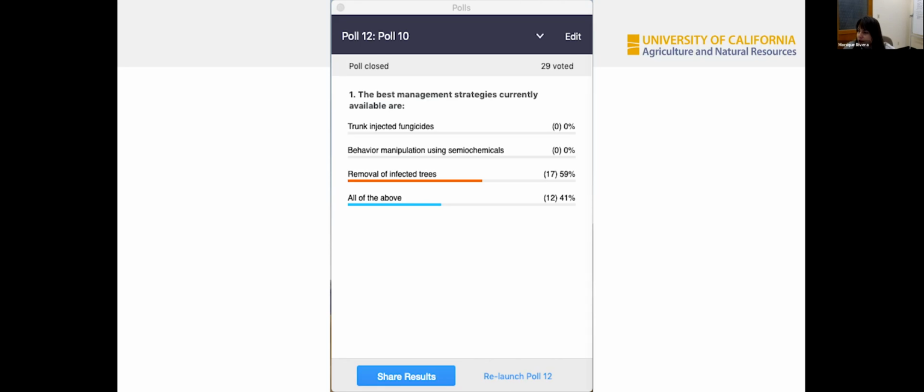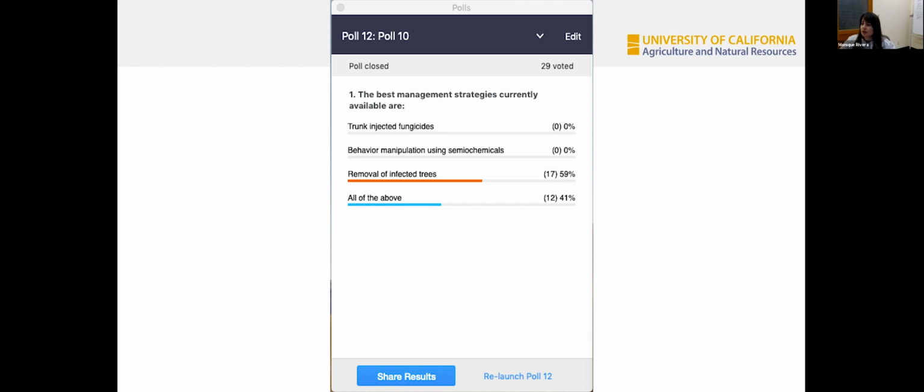So, the best management strategies currently available. I can see our results. This is interesting because most people are saying removal of infected trees, but the actual correct answer there is all of the above. I want to emphasize that we do want to use an integrated strategy. The trunk-injected fungicides, I saw them being used in conjunction with other strategies quite successfully. But removal of infected trees is an unfortunate truth.